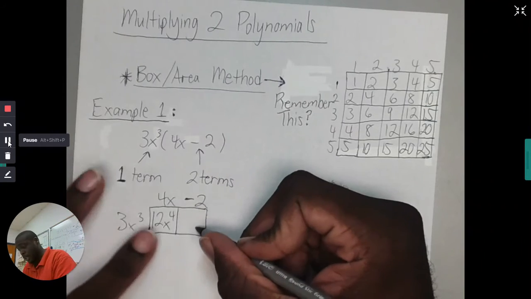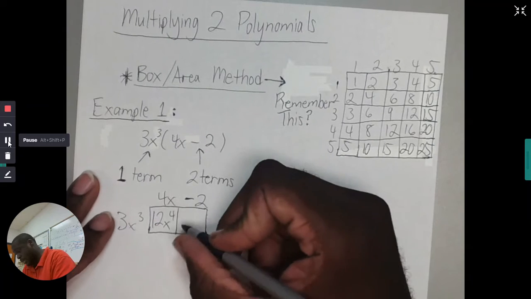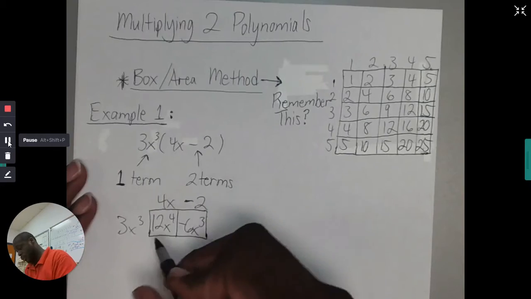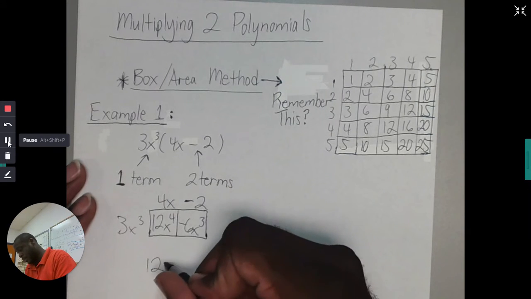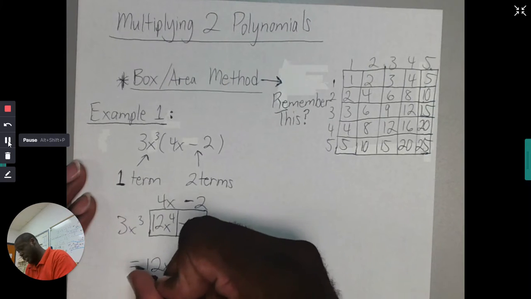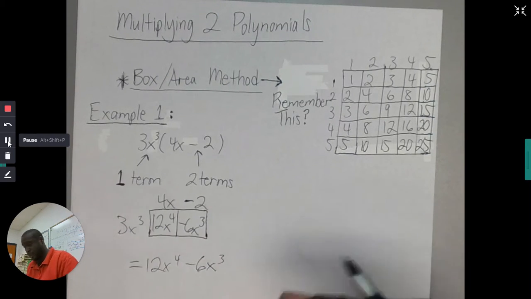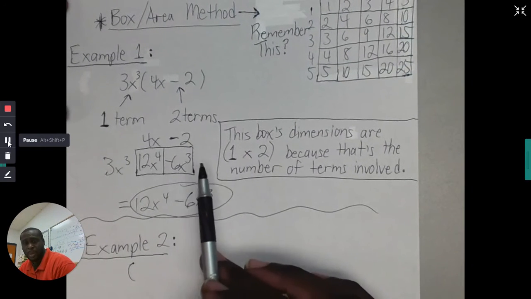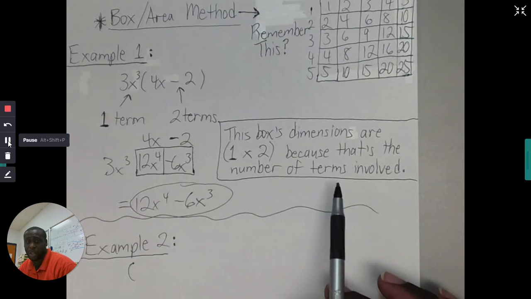And then, of course, to get what's in this box, you multiply 3x to the third times negative 2. All right, negative 6x to the third. So we've got two terms resulting from that, 12x to the fourth and negative 6x to the third. Remember, folks, that when you're using the box method, the box's dimension depends on the number of terms involved.